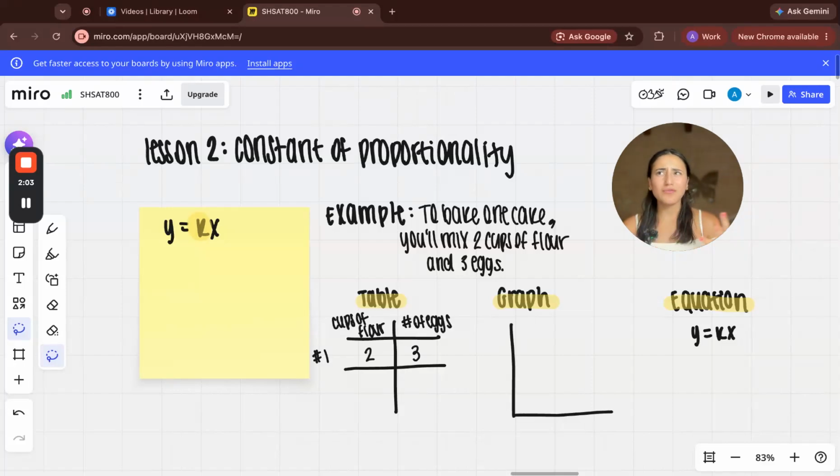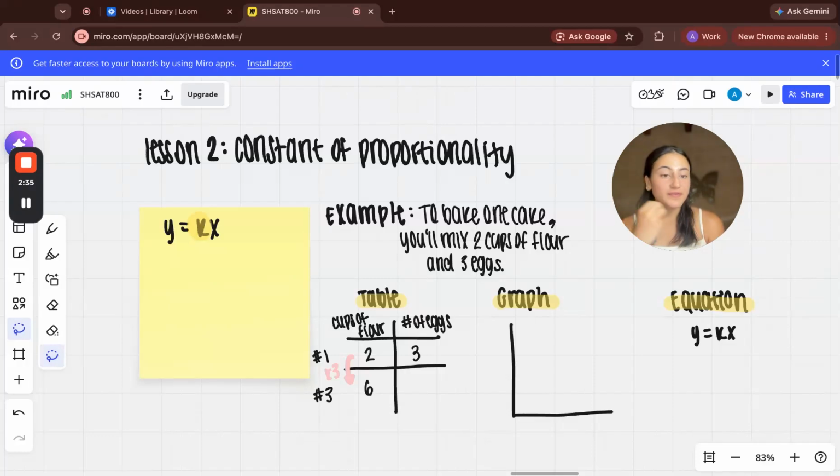But what if we want to make 3 cakes? So if we want to make 3 cakes, we know that we're going to have to do 3 times the amount of flour. So on this side, we're just going to multiply by 3. And that would get us 6 cups of flour. But then how many eggs should we use if we're using 6 cups of flour?